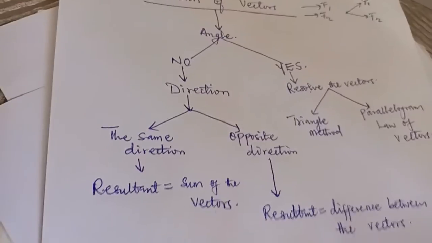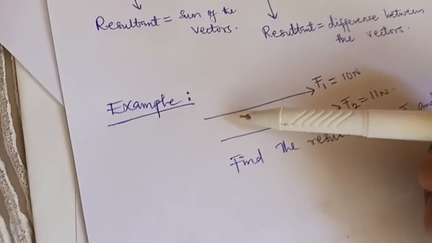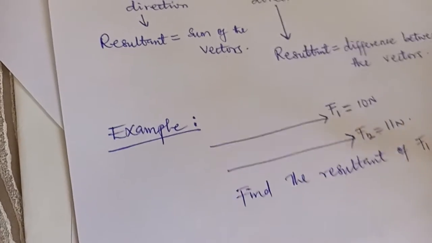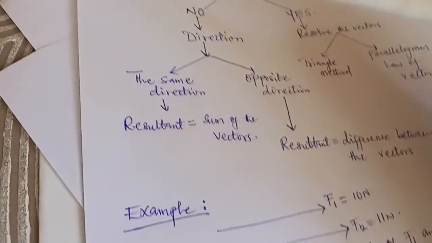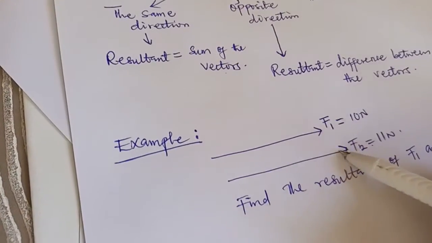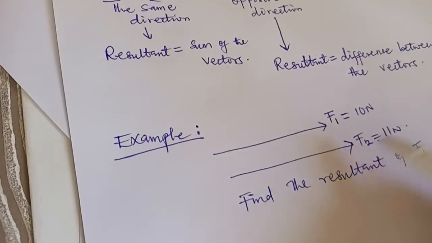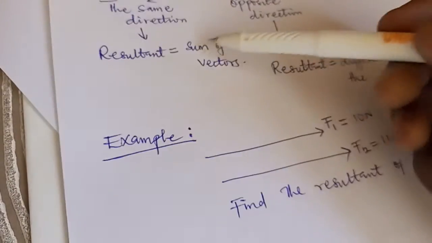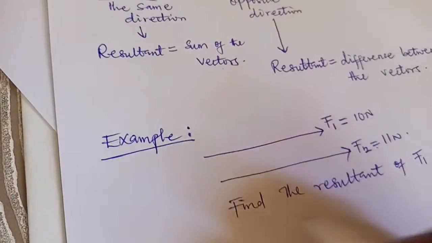Now let's look at our flow chart. Do they make an angle? No, there is no angle between F1 and F2. Therefore, what should we check for? Direction. The direction, is it the same or opposite? Looking at the arrowheads, this vector is going this way, the other one is going this way, which is the same direction. Therefore, their resultant will be the sum of the vectors.